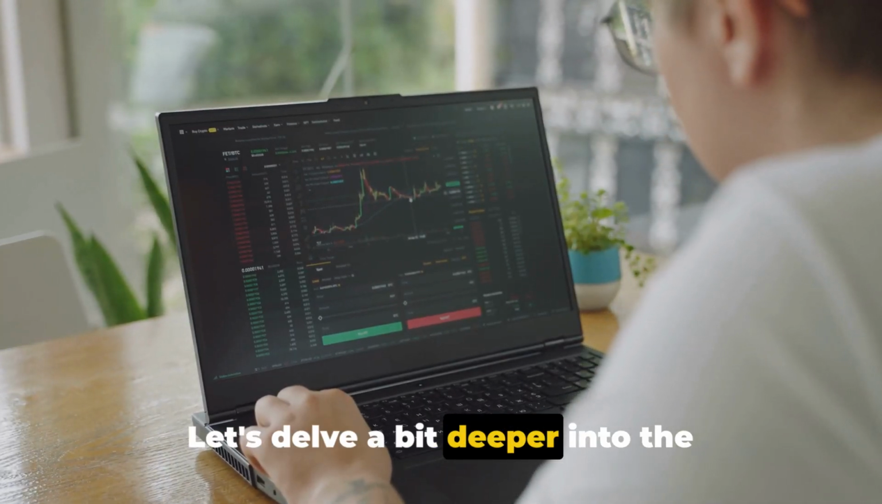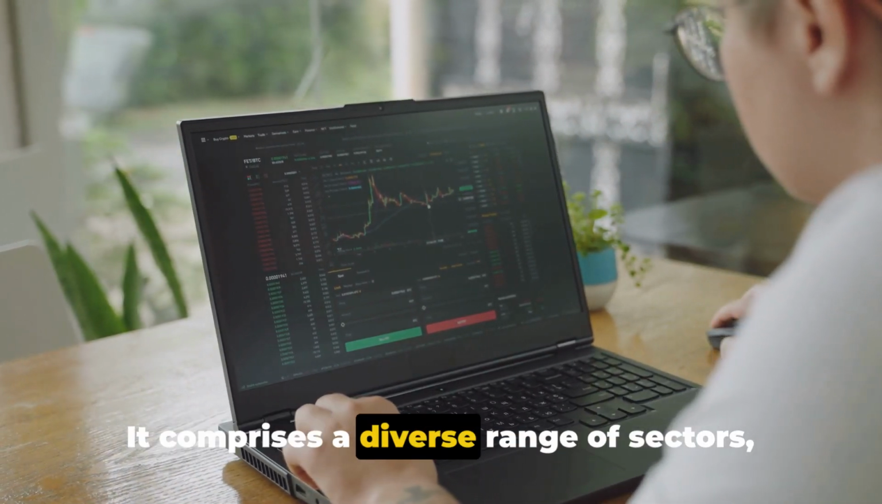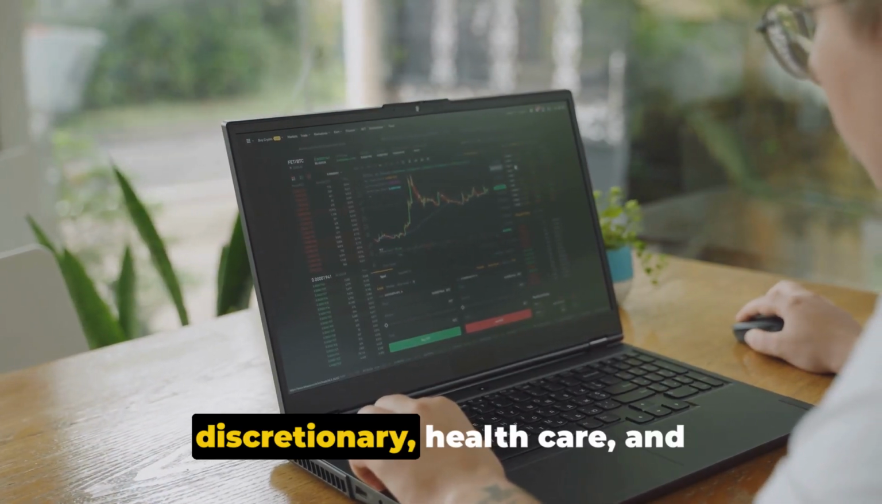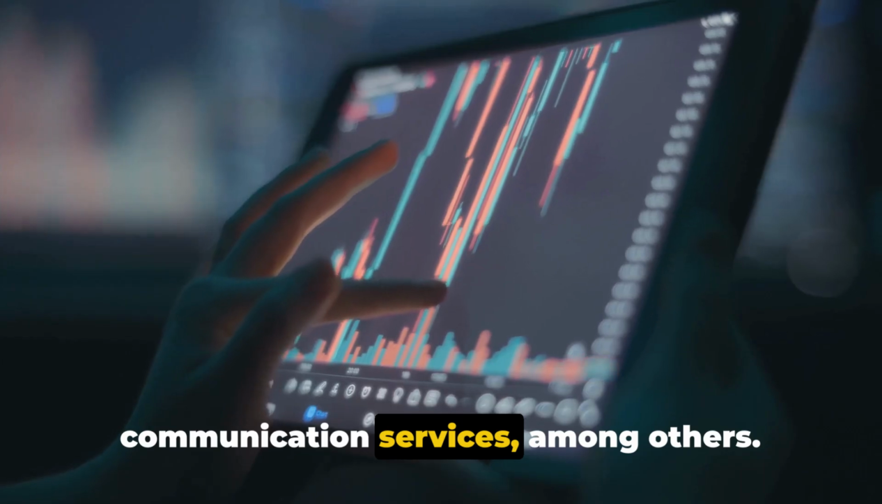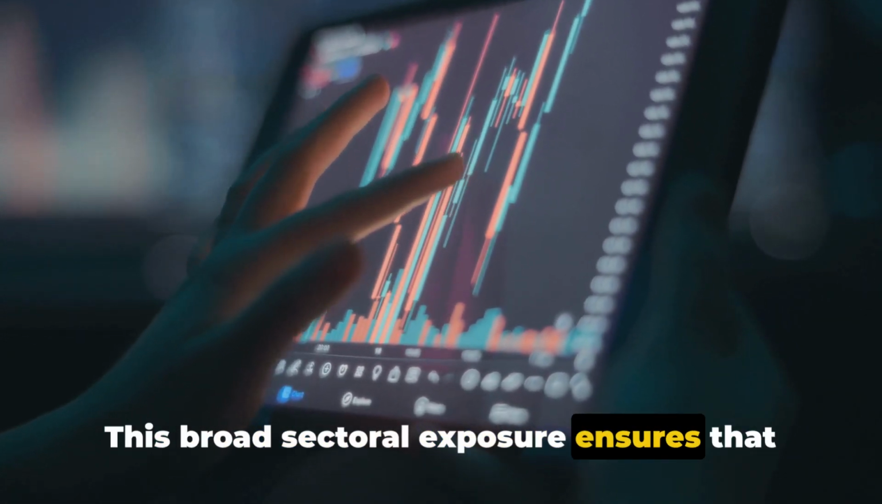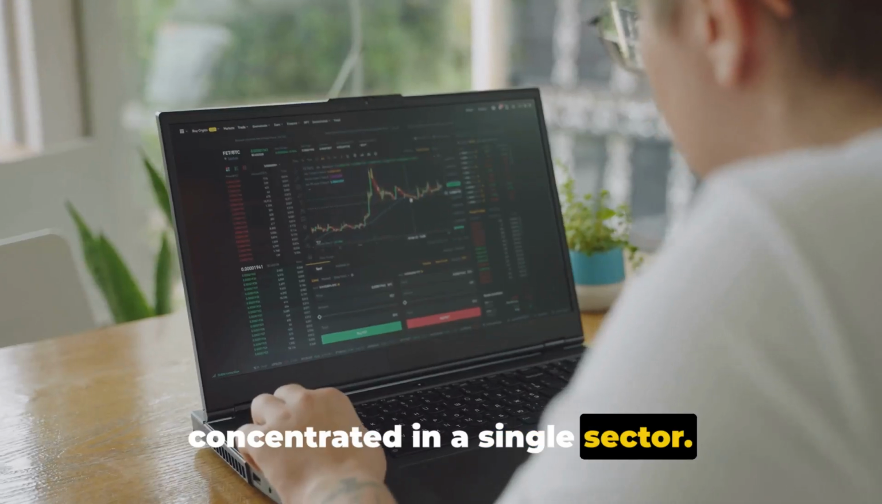Let's delve a bit deeper into the portfolio composition of SCHG. It comprises a diverse range of sectors, including technology, consumer discretionary, healthcare, and communication services, among others. This broad sectoral exposure ensures that the risk is well distributed and not concentrated in a single sector.